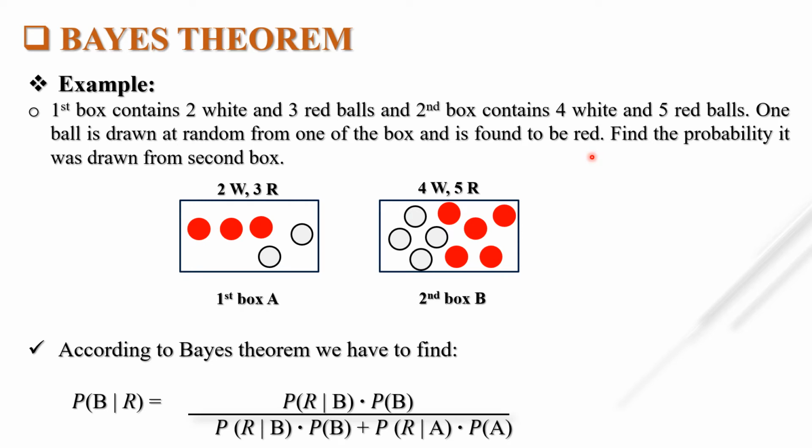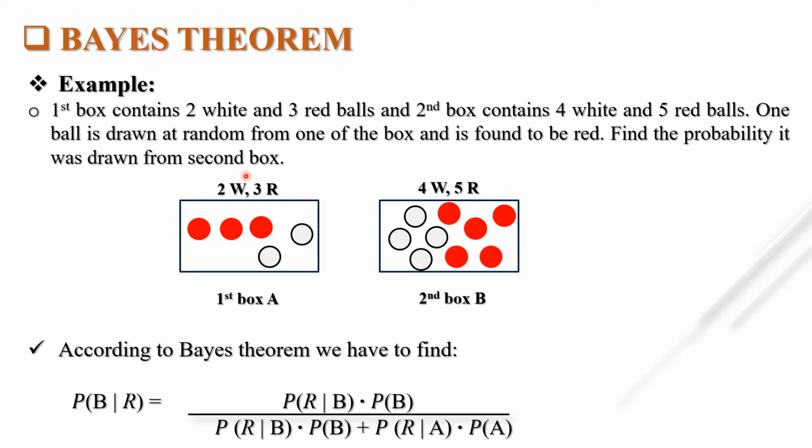From which box we are going to draw the ball is not given. Then find the probability that it was drawn from the second box. What is the probability that that particular ball was drawn from the second box, that we have to calculate with the help of Bayes theorem. This type of problem can be easily solved with the help of Bayes theorem.